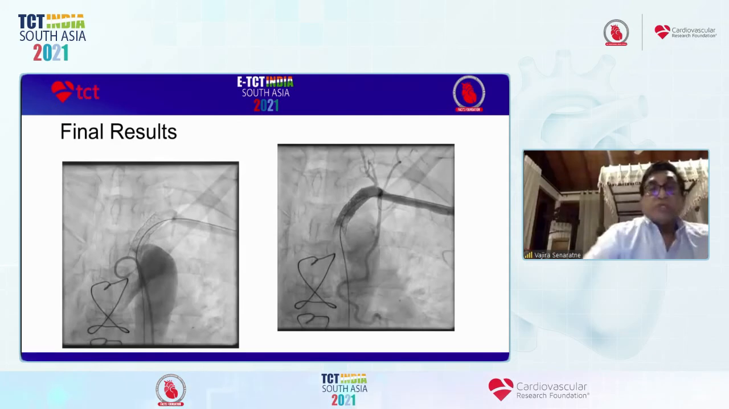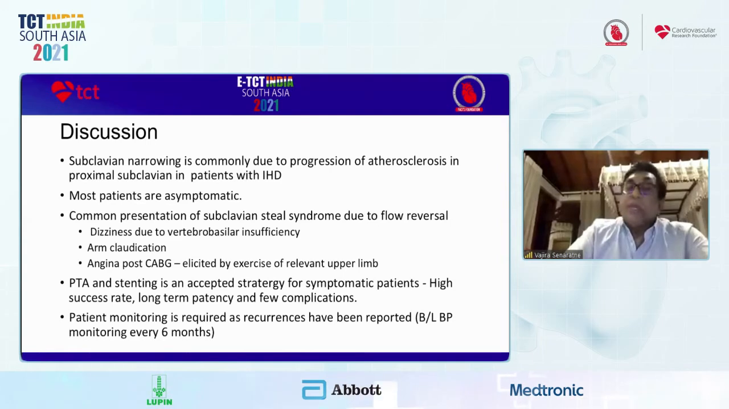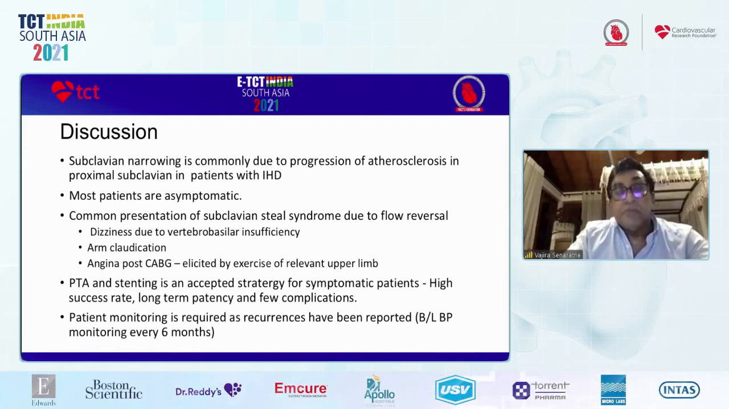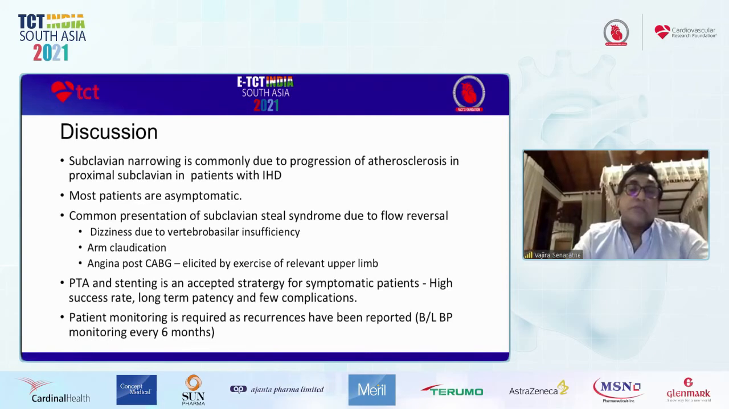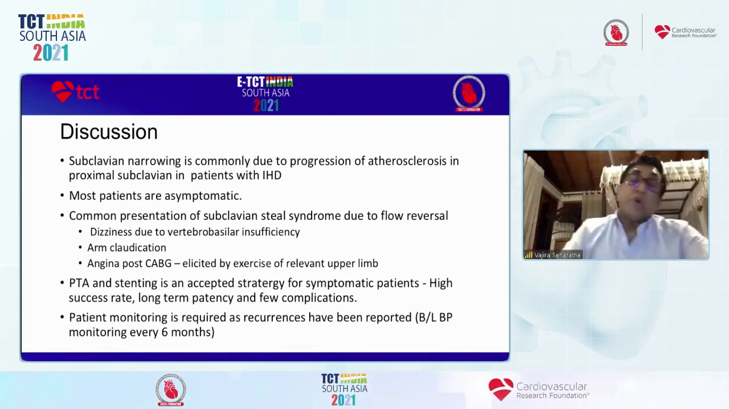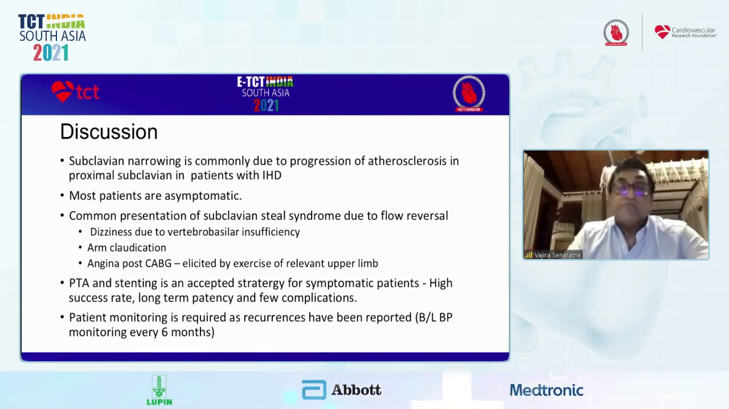So in my discussion, subclavian narrowing is commonly due to progression of atherosclerosis in the proximal subclavian in patients with ischemic heart disease. This is not uncommon. Most patients are asymptomatic, and we don't have to do anything. But some patients present with subclavian steal syndrome due to flow reversal in the vertebrobasilar system, causing dizziness and some claudication. And patients with a narrowed subclavian artery, when they exert the left hand, get subclavian steal to the coronaries, coronary subclavian steal syndrome.